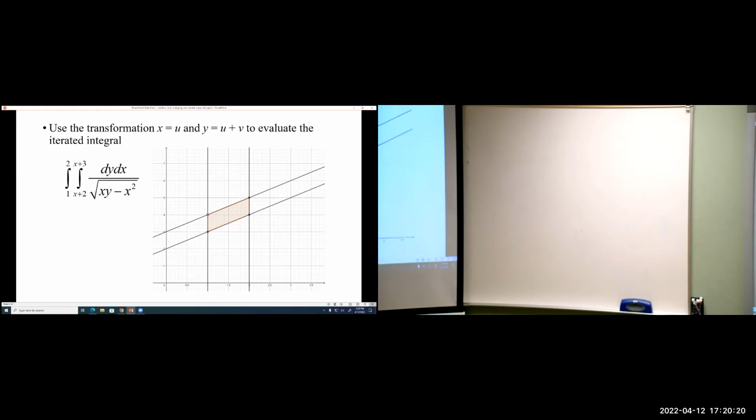So let's see first off what our region looks like in the UV plane and see if we do actually have an easier region.